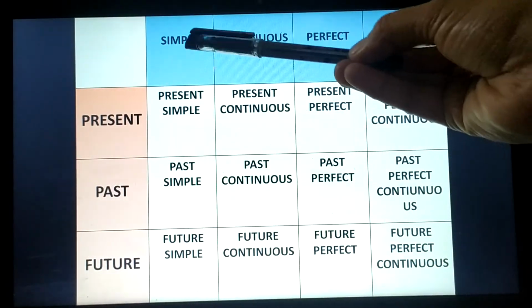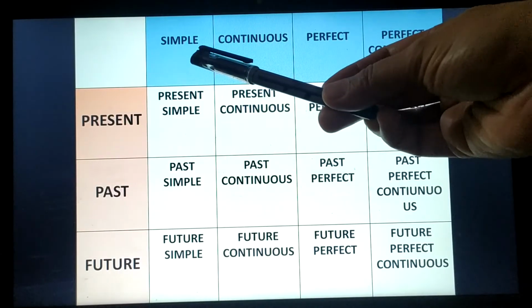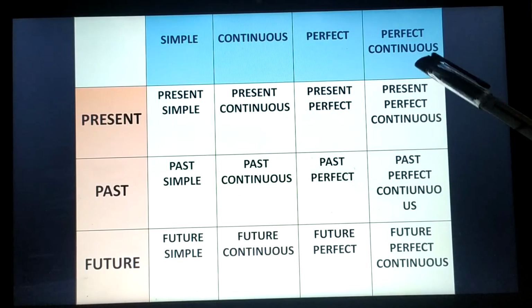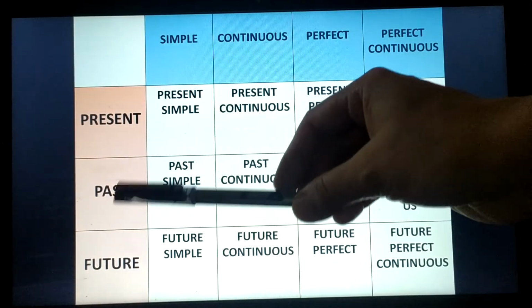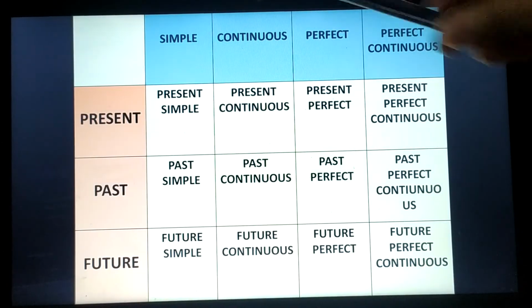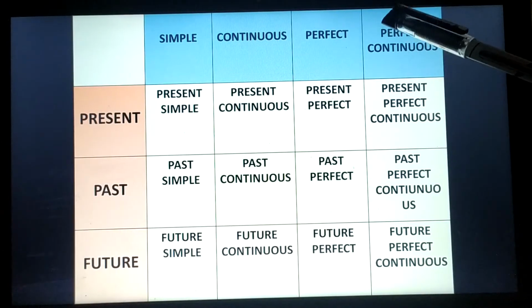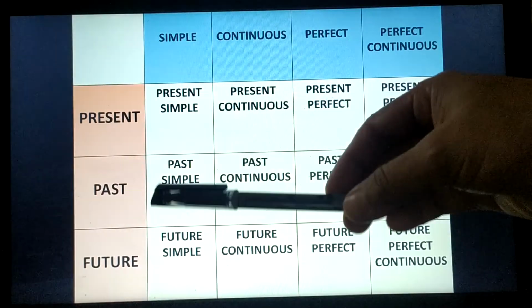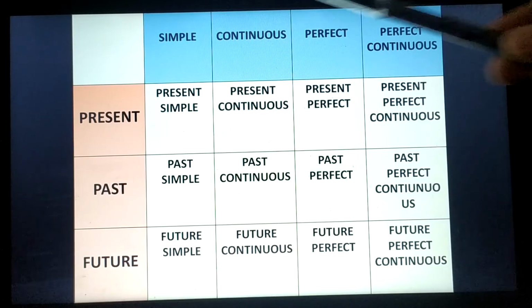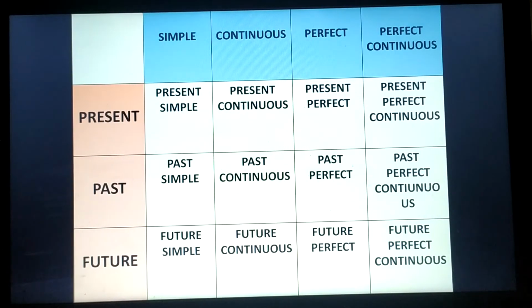If you talk about aspects, we have four aspects, right? Simple, continuous, perfect and perfect continuous. These are the tenses: present, past and future. And these four are the aspects: simple, continuous, perfect and perfect continuous. Tenses indicate time. What do they indicate? Time. And aspects indicate habit, repetition, duration and completion within a particular time.